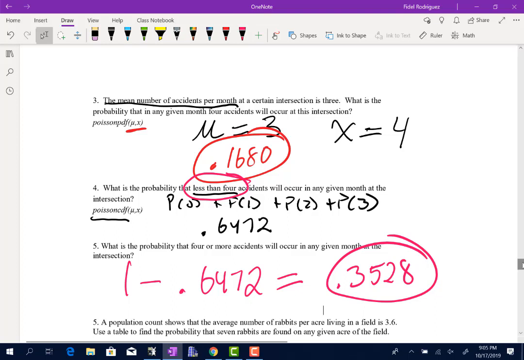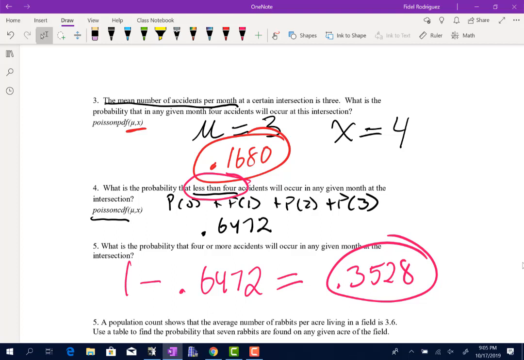All right. So again, guys, the main thing here is not only how do I do this on my calculator, but understanding the idea of what does less than 4, what does 4 or more mean, right? And then being able to understand when would I use my cumulative distribution, whether it's binomial CDF or Poisson CDF, depending on what the question is asking me, right?